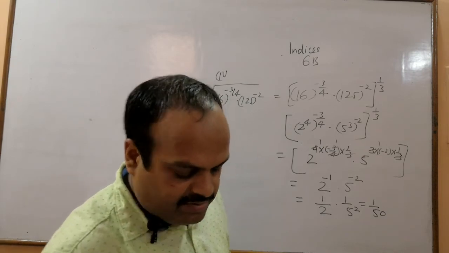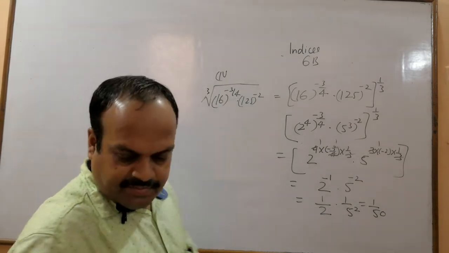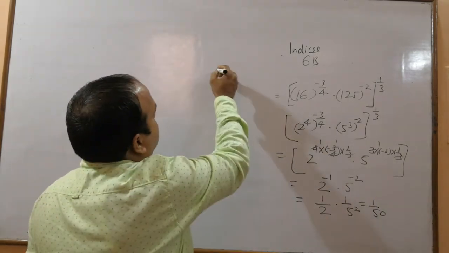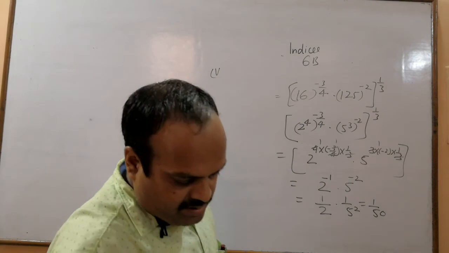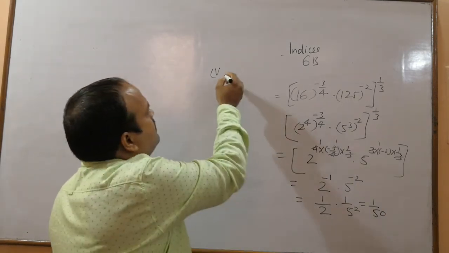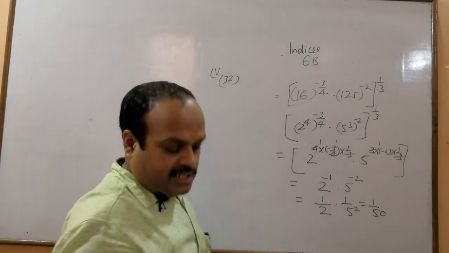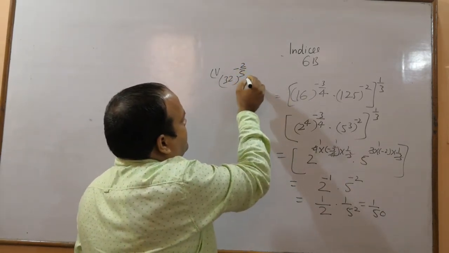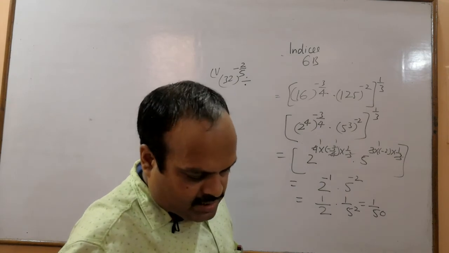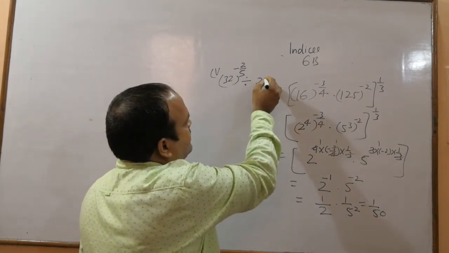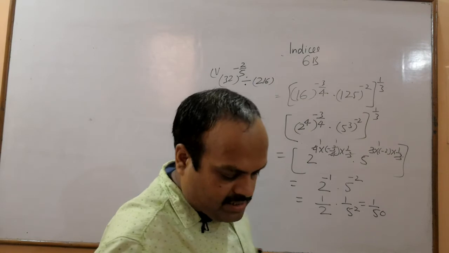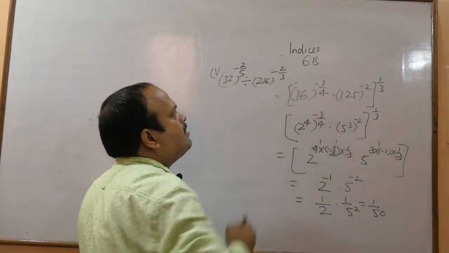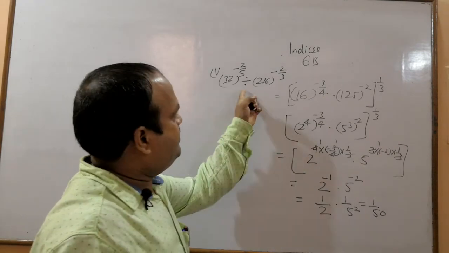Now the last part, fifth part. We have a division of two exponential numbers: 32 to the power minus 2 by 5 divided by 216 to the power minus 2 by 3. Division.